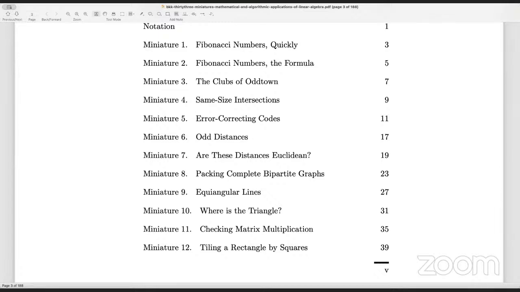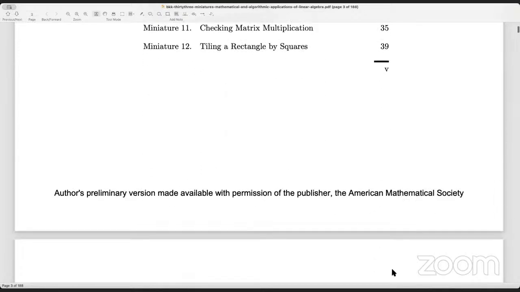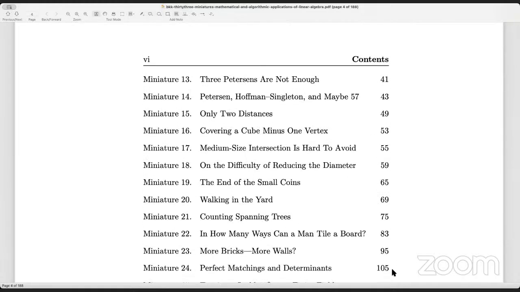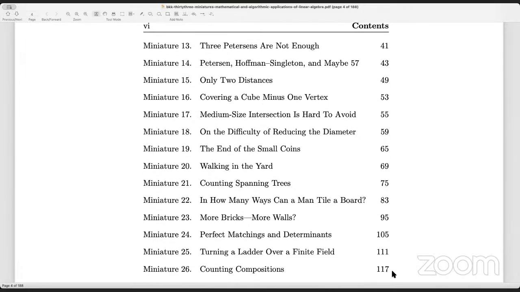Saad. Yeah, I really love the lectures. It's a lot of fun to look at different problems every day. It's hard to pick a favorite miniature. I liked the graph ones quite a bit, the packing bipartite graphs and the Petersen graph ones, and the tiling rectangles one as well, and matrix multiplication. Lots of them.